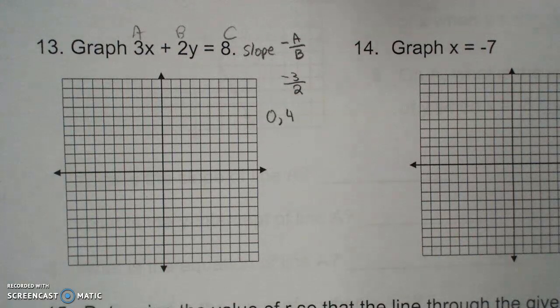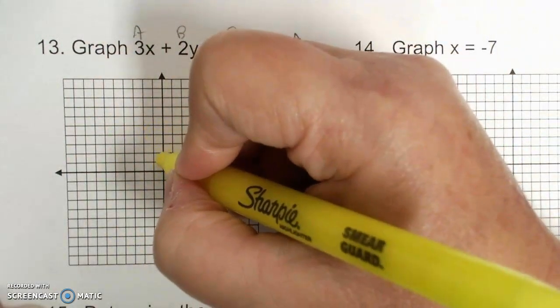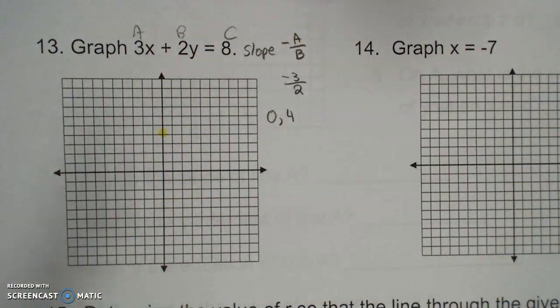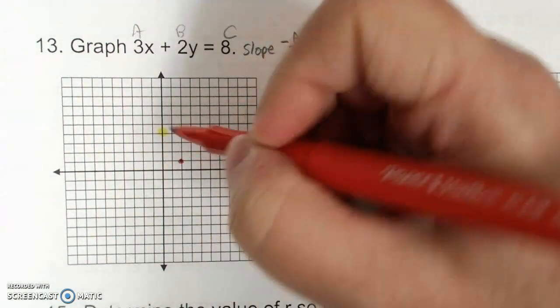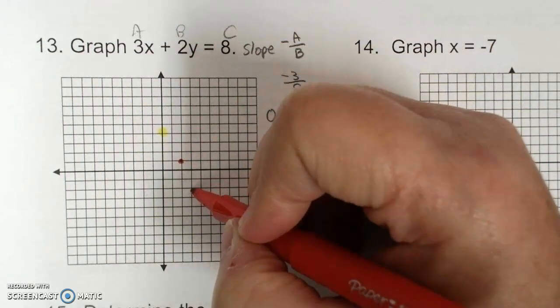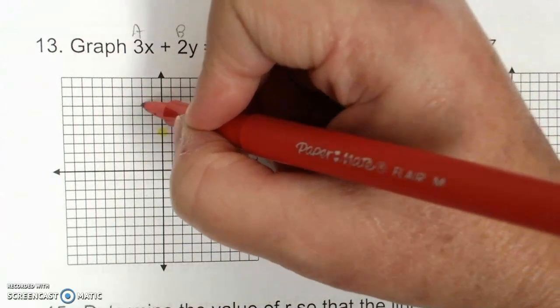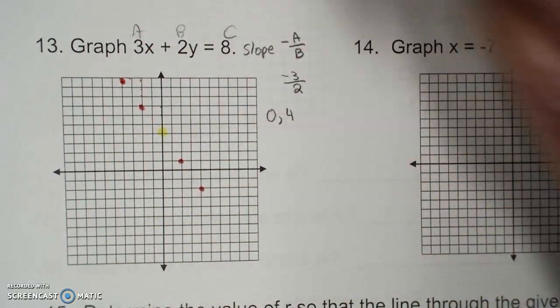So my y-intercept is 0, 4, 1, 2, 3, 4. And this goes down 3, 1, 2, 3, right 2. 1, 2, 3, right 2, 1, 2, 3, left 2, 1, 2, 3, left 2.